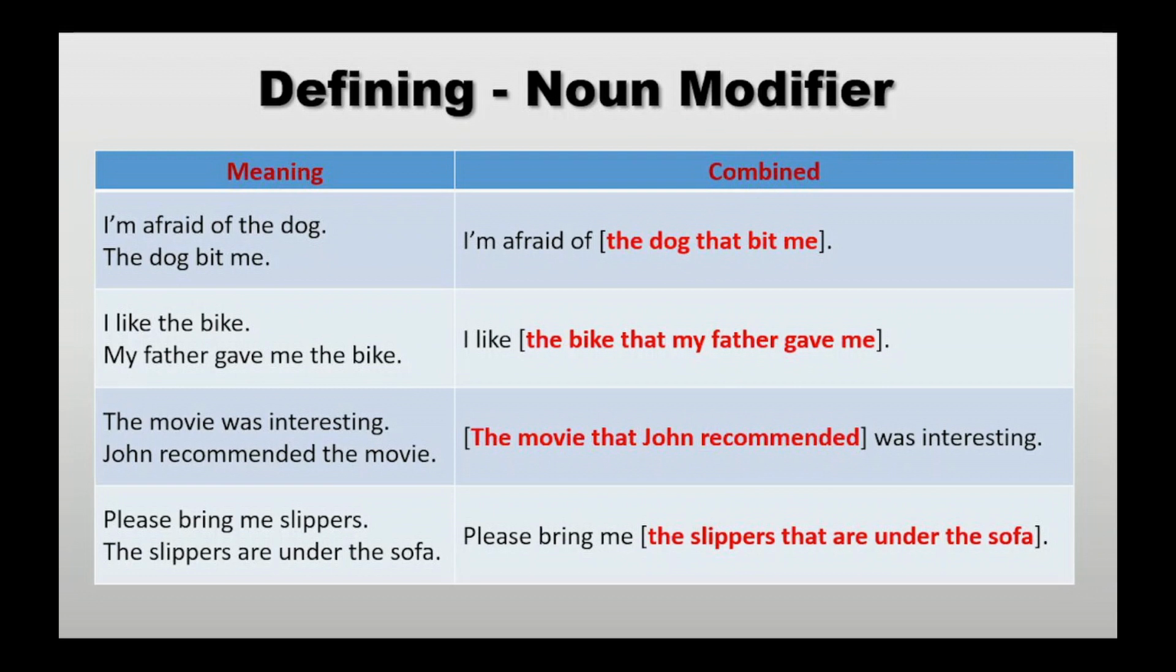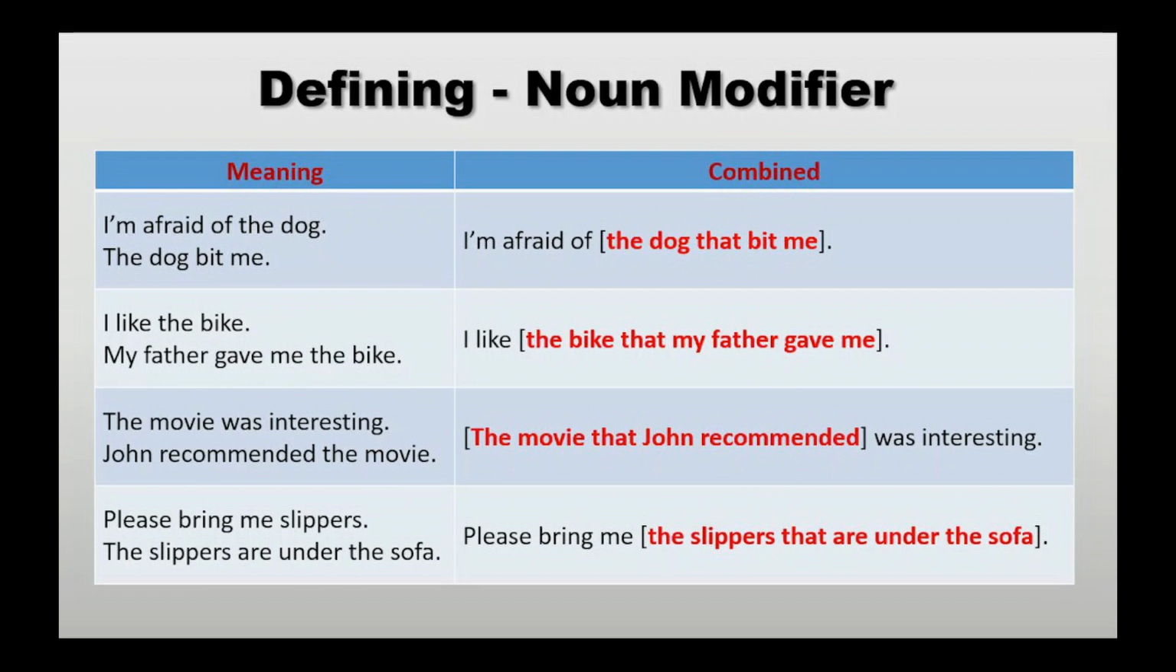So we have two sentences that we want to put together. I'm afraid of the dog, and the dog bit me. All right? In this case, combined, this would become, I'm afraid of the dog that bit me. Notice how I say that, the dog that bit me, like it's one word. Once again, I'm afraid of the dog that bit me. Look at the next one. I like the bike. My father gave me the bike. Put together, I like the bike that my father gave me. Once again, I like the bike that my father gave me.